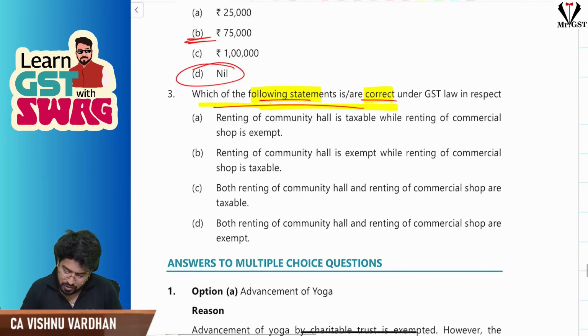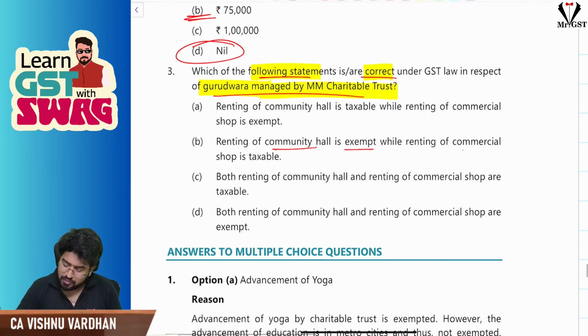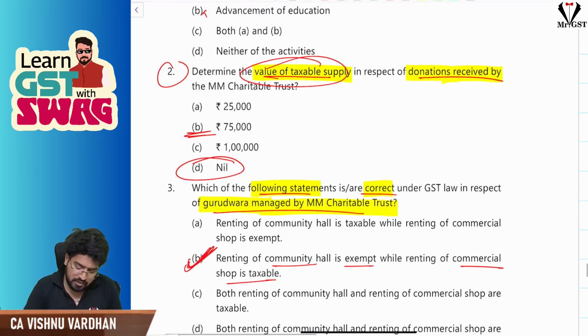So if you look at this, renting of community hall is exempt while commercial shop is taxable. Option B is the correct one. So in this, I am not happy with this question 2 itself properly. Fine, that's not a big deal. Let us move on to the next one.